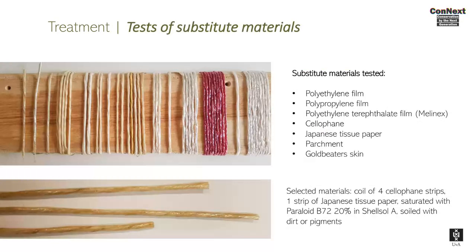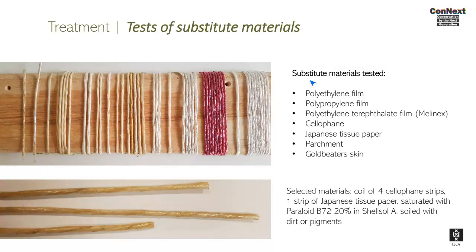Several materials were selected to be tested as substitute materials, such as several transparent films, Japanese paper, and goldbeater's skin. It turned out that materials actually all behave very differently if you try to twist them into a coil, and that only cellophane itself matched the appearance and material characteristics of the original. Here you see the bunch of tested materials, original piece of coil at the far left.